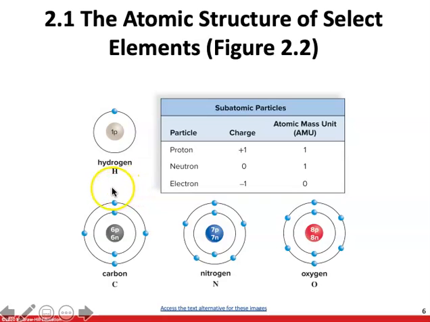These models are only approximations of where the electrons might be found. Because they are constantly moving, we don't know exactly where they are at all times, but through mathematical calculations, we can determine approximately where their location is.